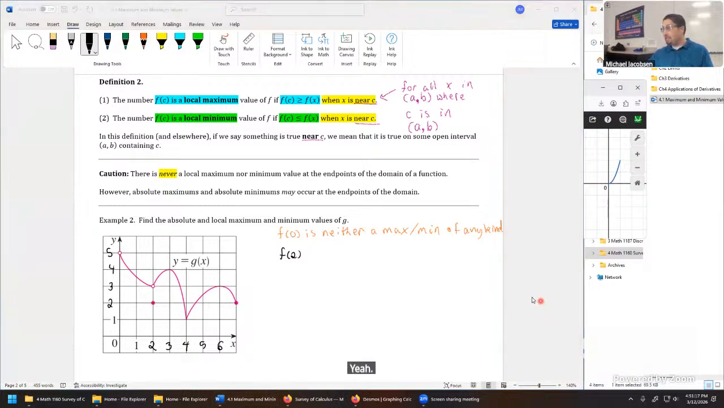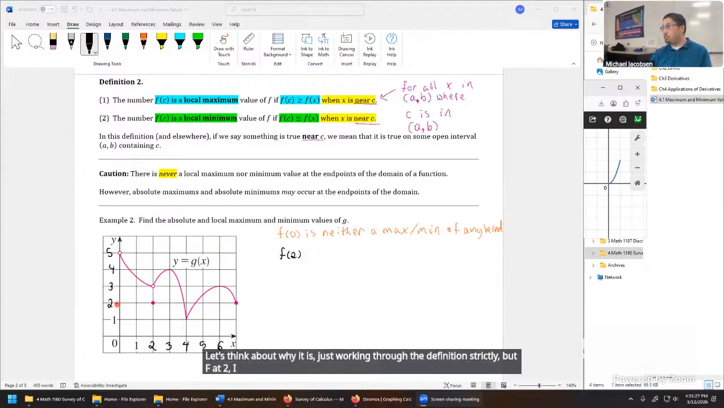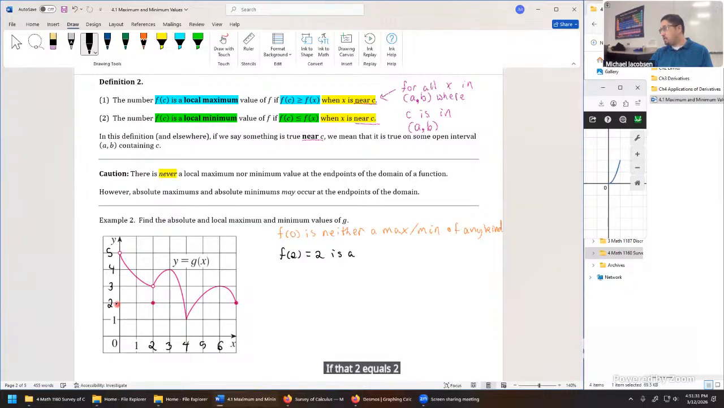Yeah, good call, Haley. It's a local minimum right here. Now let's think about why it is, just working through the definition strictly, but f at 2, I'll give it the output as 2 as well. f at 2 equals 2 is a local minimum value.